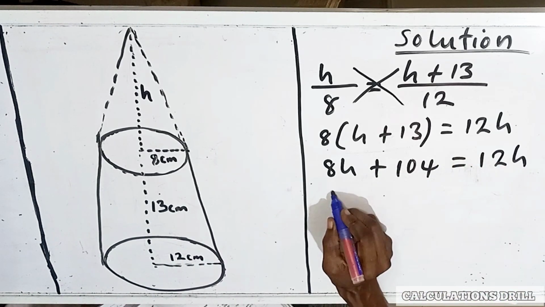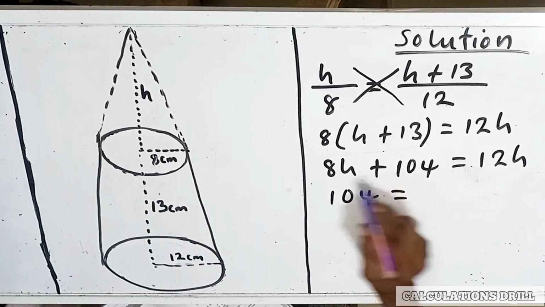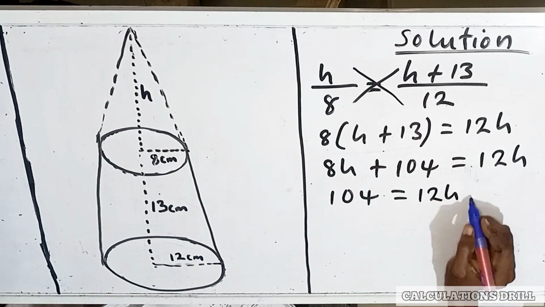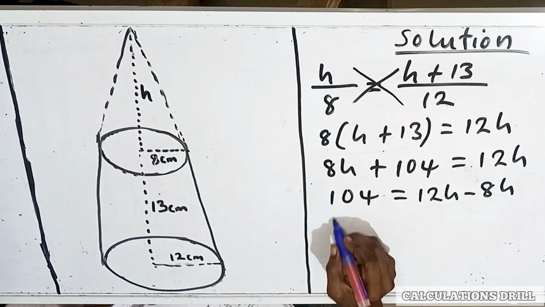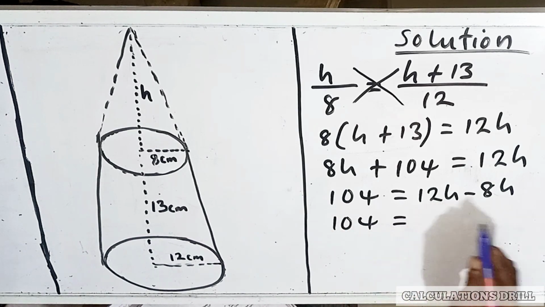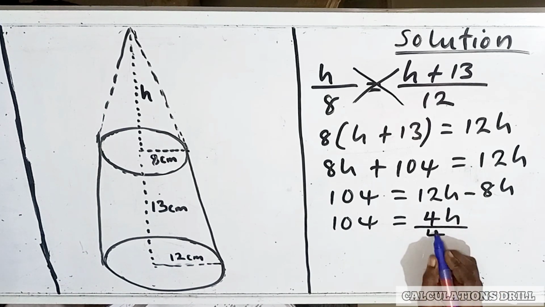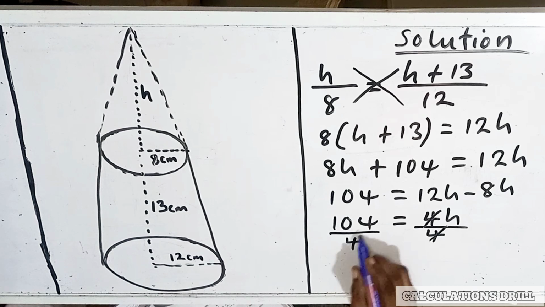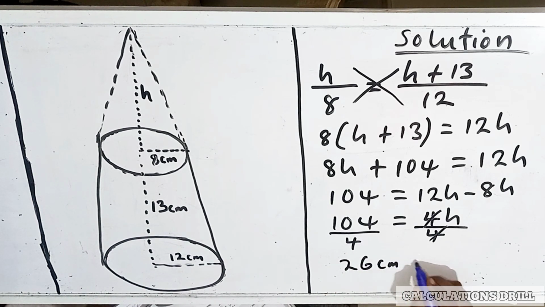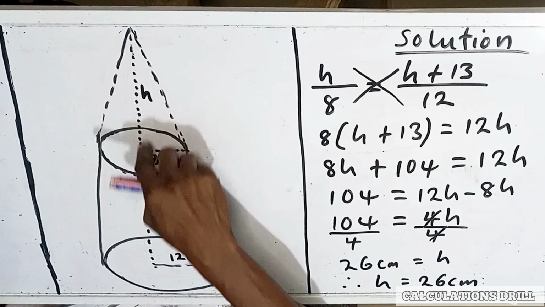Then we collect like terms. 104 is equal to 12h minus 8h, and that will give us 4h. We divide both sides by 4, and h is equal to 26 centimeter. So that is our h for the smaller cone, as you can see.